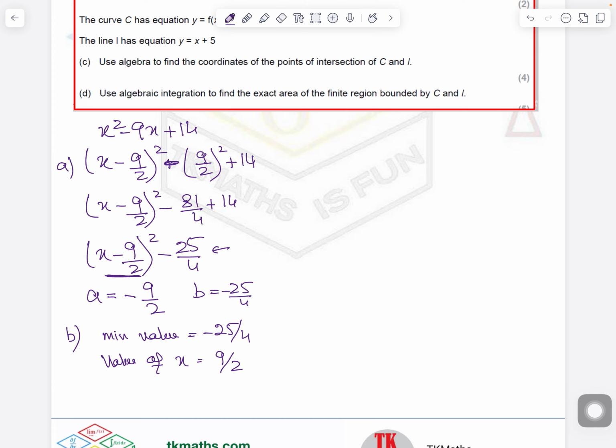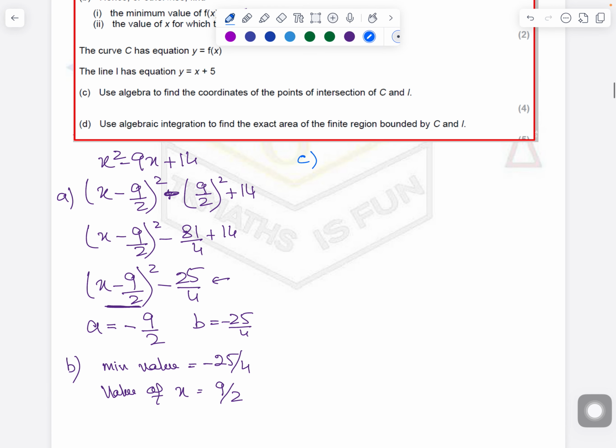Now part C of the question, if you notice here, use algebra. Now they have given another line, y equals x plus 5, and our function f of x is here already.